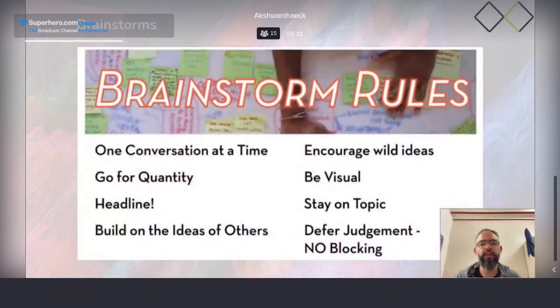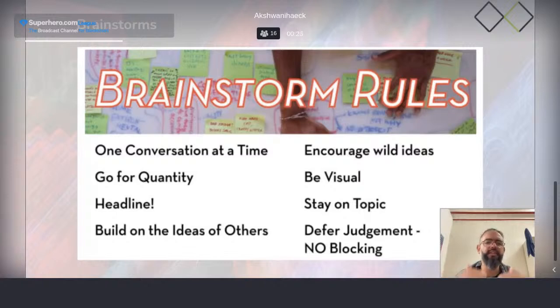When you're doing a brainstorm, there are some rules that you need to follow. Brainstorm is not something that you do with no rules and no coordination. One conversation at a time. Go for quantity. It doesn't matter if the ideas that come to your mind are absurd and you don't want the others to look at your absurd idea. No, absurd is good here. You need to go for quantity as much as you can. The first thing that comes to your mind, even if it doesn't make sense, throw it out, write it down, put it on your board.